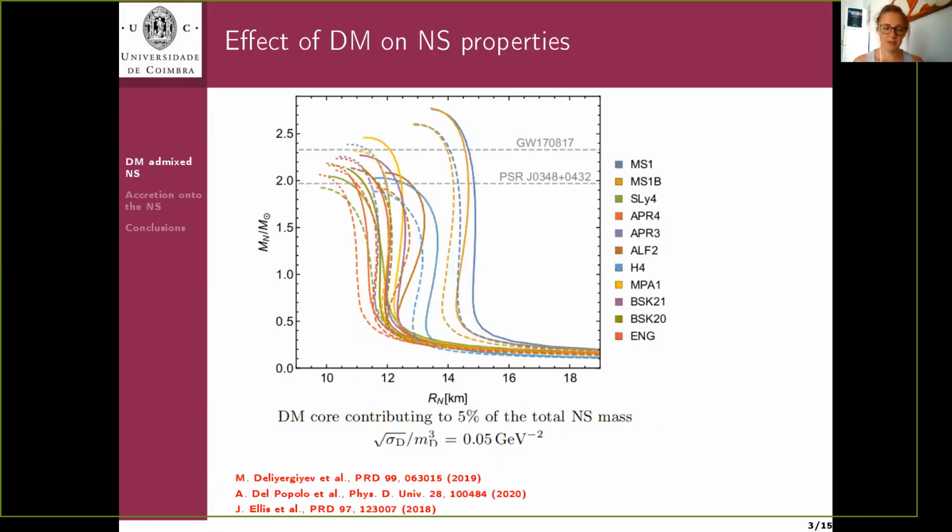As you can see from this figure, the mass-radius relation for neutron stars described by the selected equation of state shows a decrease both in mass and radius due to the presence of dark matter. For example, let's take a look at this blue solid curve, which corresponds to the MSY equation of state. After adding 5% of dark matter, we see a decrease of the maximum mass down to 2.5 solar masses, as well as a decrease of the radius of the star.